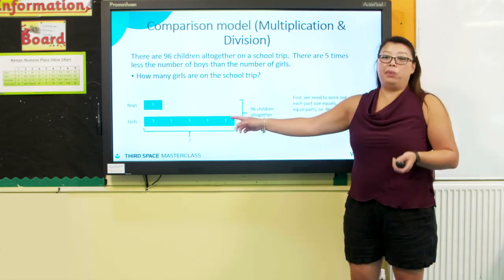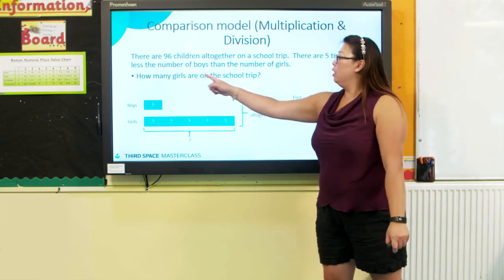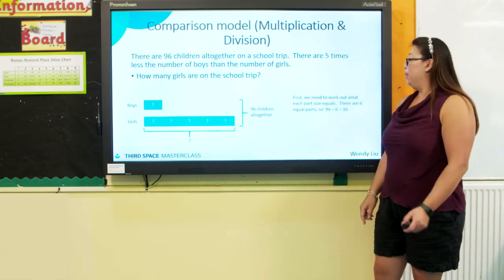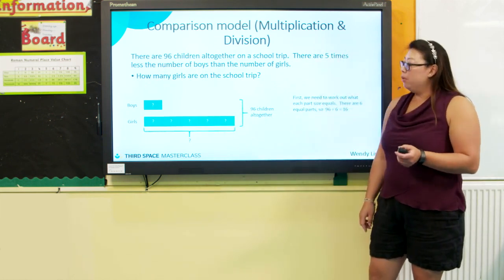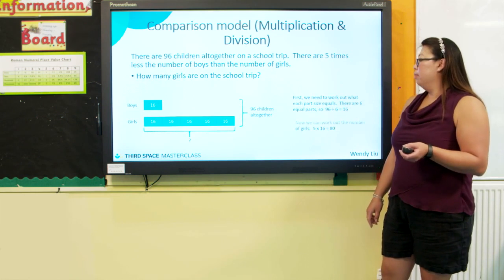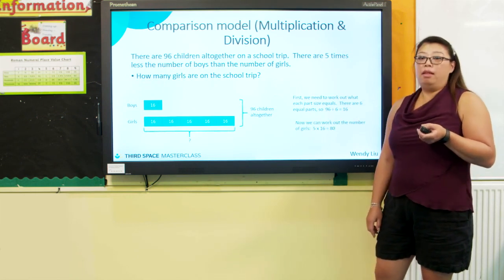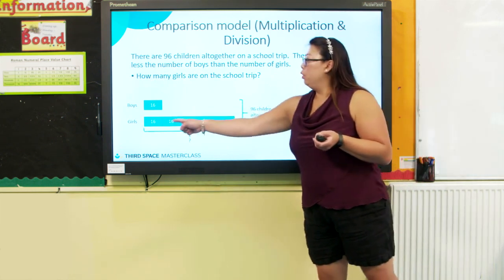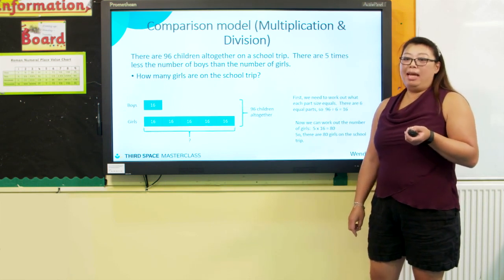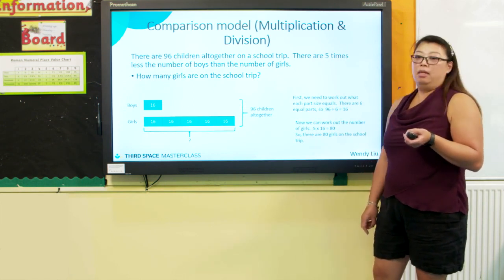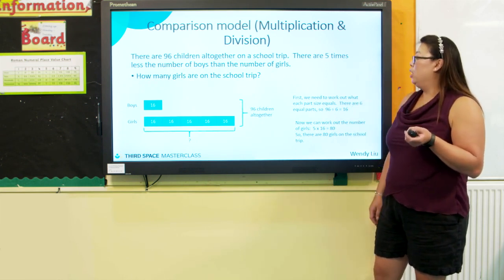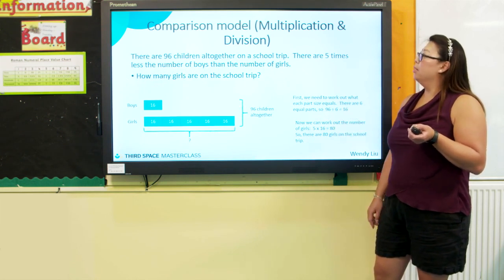Okay, so first of all we need to work out the part size. We know that there are 96 children altogether. There are 1, 2, 3, 4, 5, 6 parts. So that would be 96 divided by 6, which equals 16. That means each part is 16 children. Now we can work out the girls. There are 1, 2, 3, 4, 5 lots of 16 here, therefore that's 80. So there are 80 girls on the trip altogether. Okay, this one uses both multiplication and division to work out the answer.